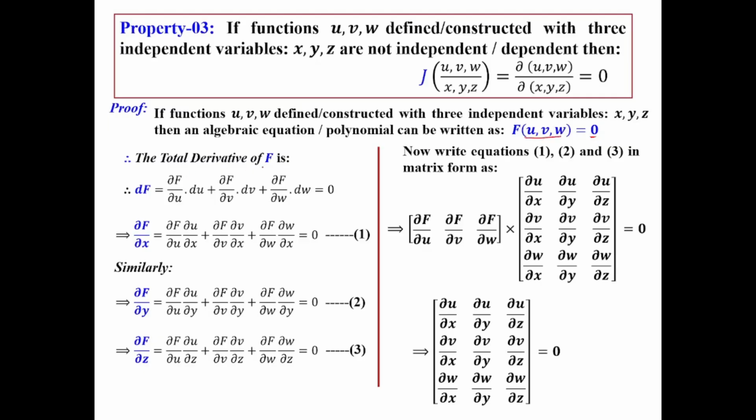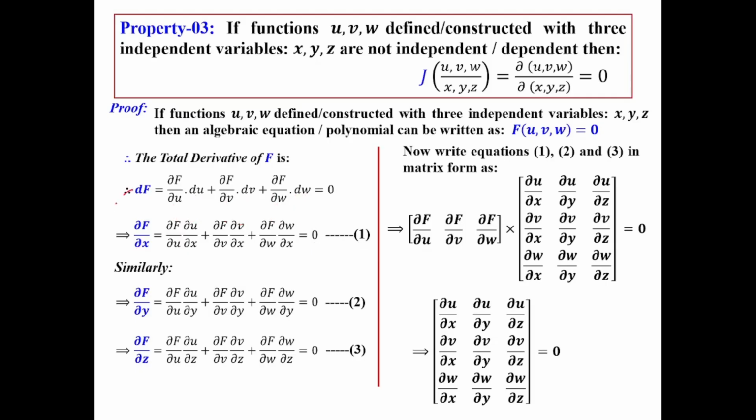Now if I consider the total derivative of f, how much will it be? df equals del f by del u into du plus del f by del v into dv plus del f by del w into dw equal to 0. That implies del f by del x will be: del f by del u into del u by del x, plus del f by del v into del v by del x, plus del f by del w into del w by del x, equal to 0. Let this be your equation number 1.